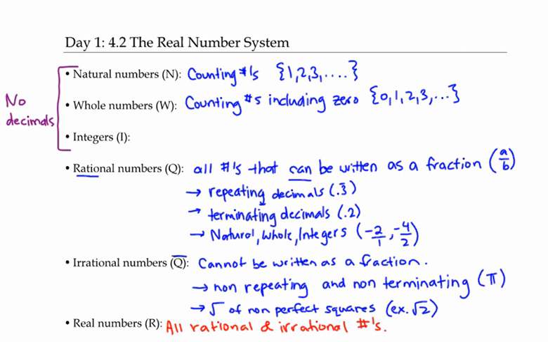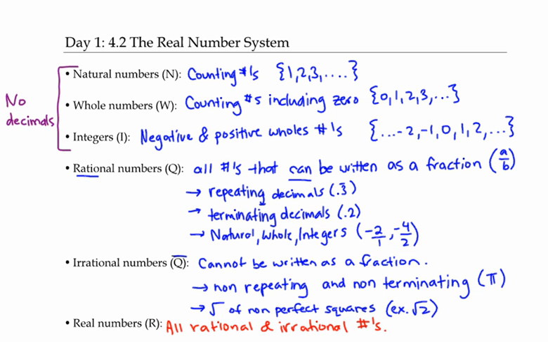Negative and positive whole numbers. And again, integers do not include decimals. A common mistake is a student will see negative 2.3, and just because it's negative, they think it's an integer. No, it's only positive and negative whole numbers. The reason why I say whole is because of the 0. Negative and positive whole numbers.